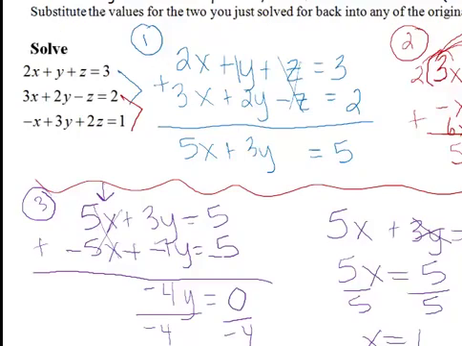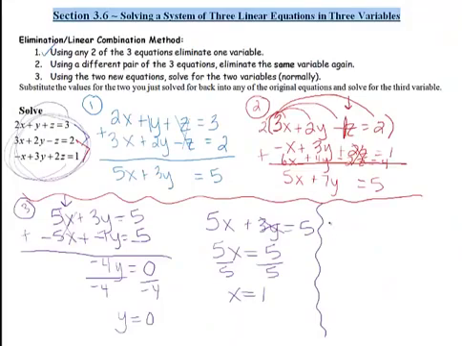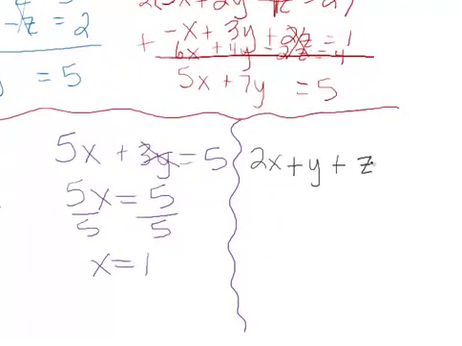It says right here, substitute the values for the 2 that you just solved for, 0 and 1, back into any of the original ones and get the third variable. So I'm just going to pick the top. 2x plus y plus z equals 3. Okay, my x is 1, my y is 0. I have no idea what my z is.